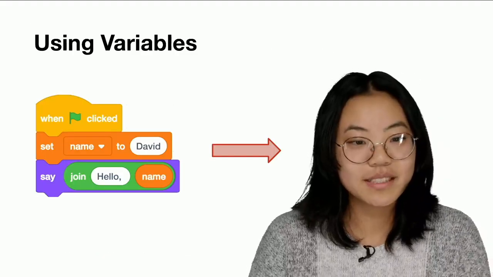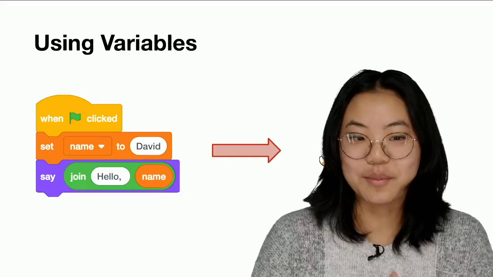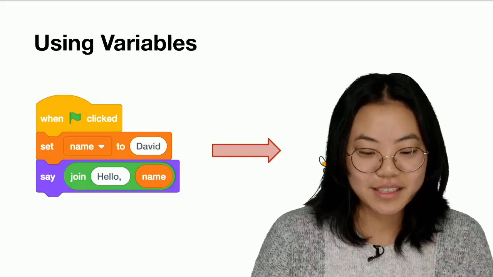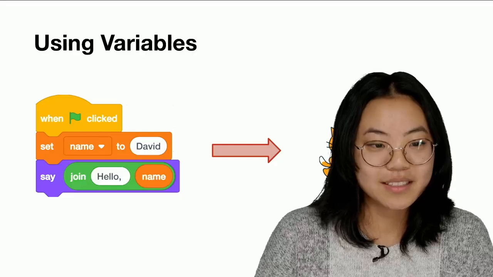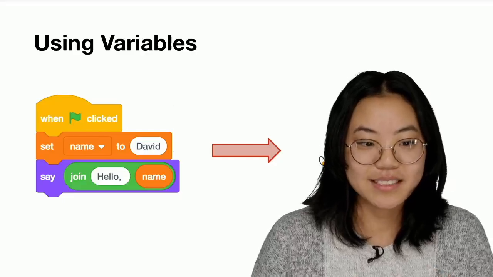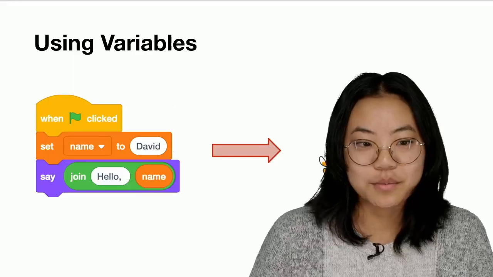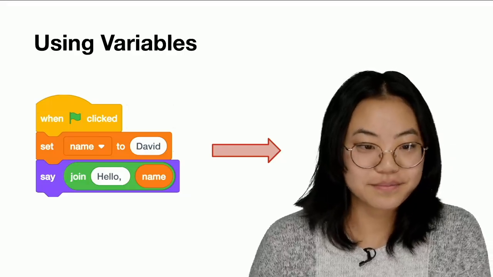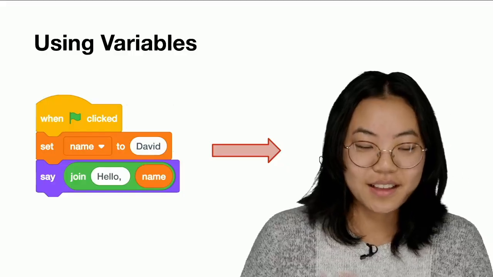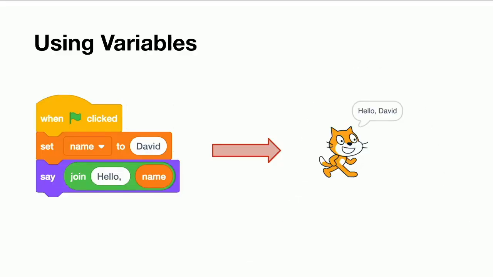Okay, so let's talk about using variables. So you might recall this Scratch program from lecture. If you see here, it's slightly different from the one that you saw just a second ago. We have when green flag clicked, set name to David, then say join hello comma name. So what we're doing here is we have a name variable, and we're setting that to the value David, then saying hello, and then whatever's in that name variable. That has the side effect of the Scratch cat saying hello David, as we'd like.